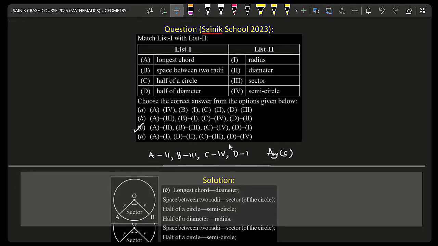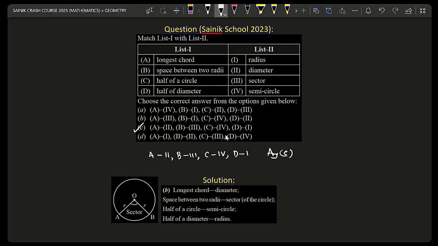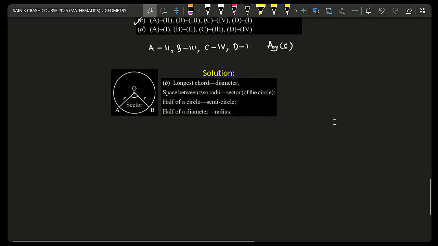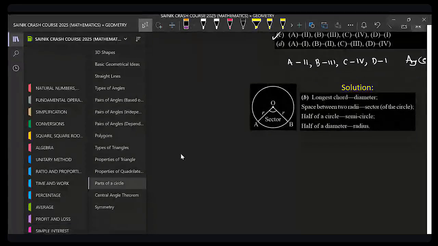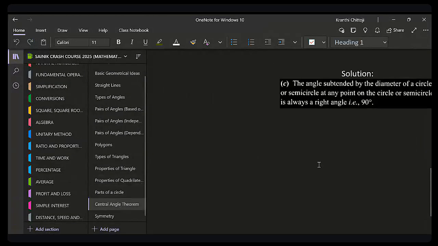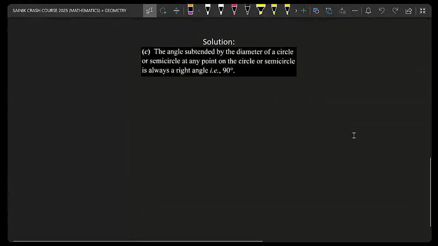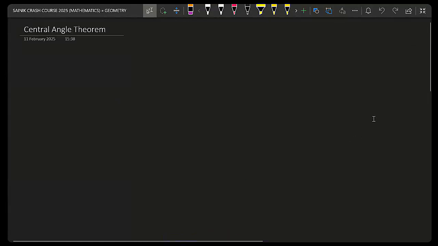So just now we discussed the note point. Longest chord is nothing but the diameter, and space between two radii is sector. Half of circle is semicircle, and half of diameter is radius. So this is about circle and its parts. Next, an important theorem we are going to discuss is called the central angle theorem. Without the proof, let us try to understand it.